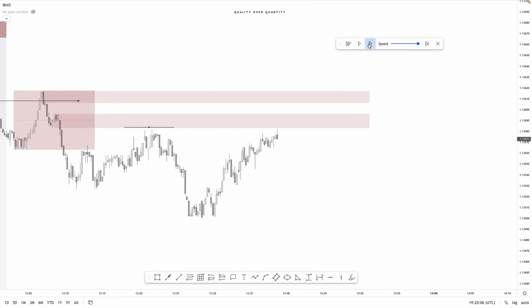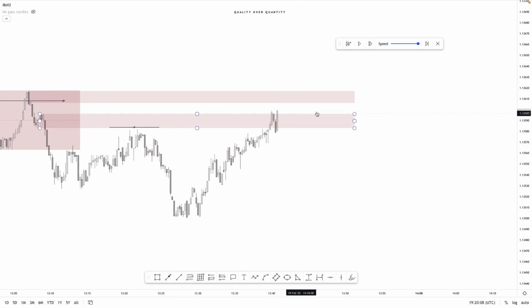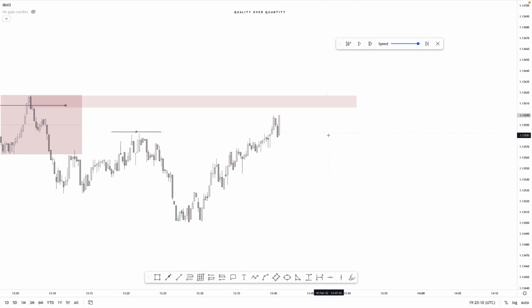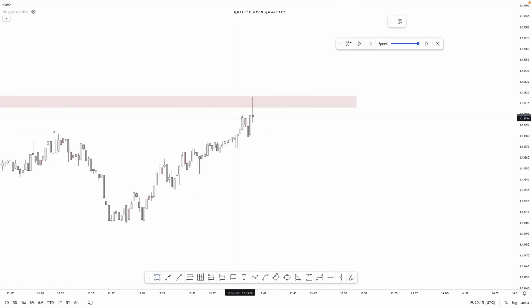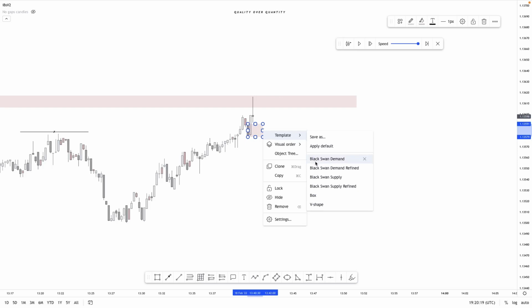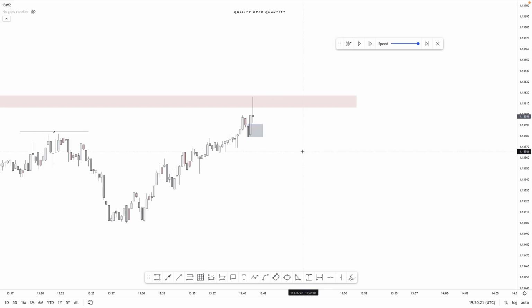Okay, so we play price forward. Price blows through this zone, there's no confirmation. I'm still waiting. Okay, we tap into that level. What can we see? We can see that this is the demand that put in the high.